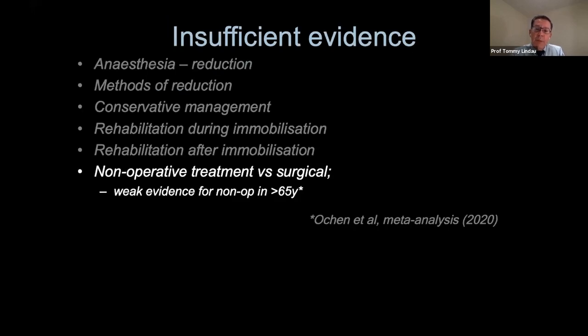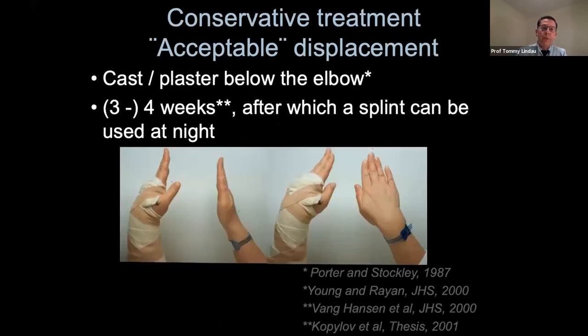If we look at the big meta-analysis, non-operative treatment versus surgical treatment has some weak evidence for non-operative treatment in patients over 65. So again, going back to the previous discussion, we have a cast of plaster below the elbow. We use it for possibly 3, in this group most likely 4 weeks, because it was initially displaced, and then we can move into a splint at night.